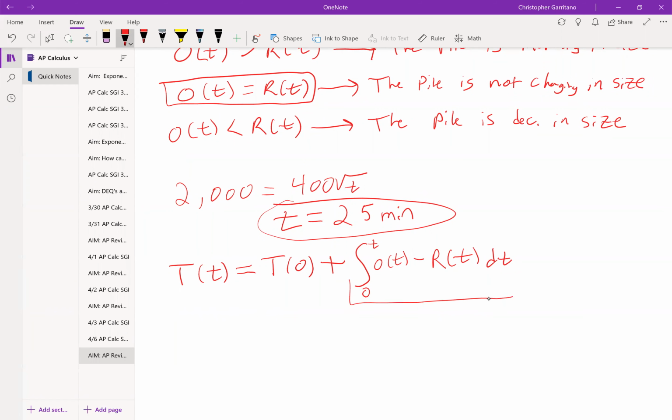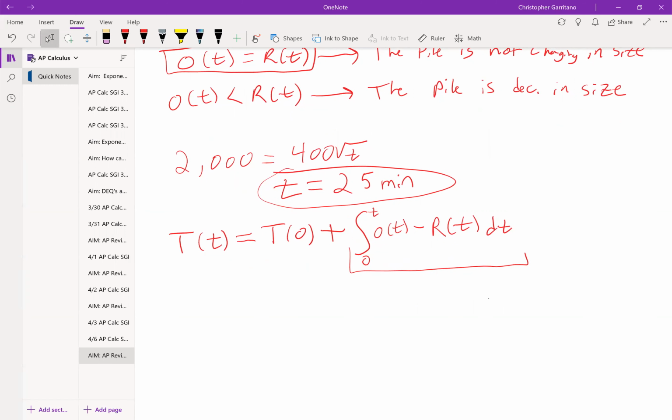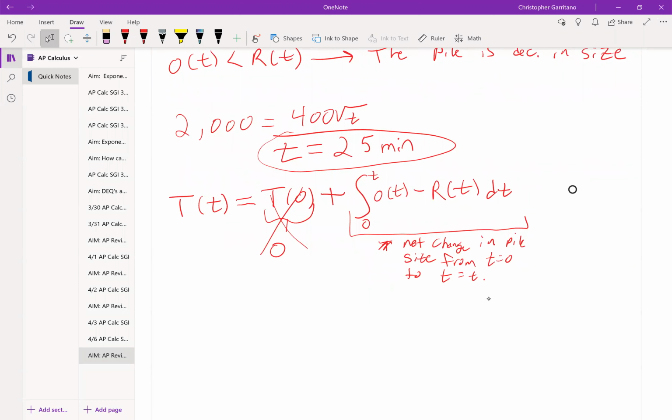And this integral of the difference in rates represents the net change in pile size, let's say, from t equals 0 to t equals t. Once again, T of 0 was just 0 in our case, so we're going to ignore it. So the function that we're trying to maximize is simply this integral.